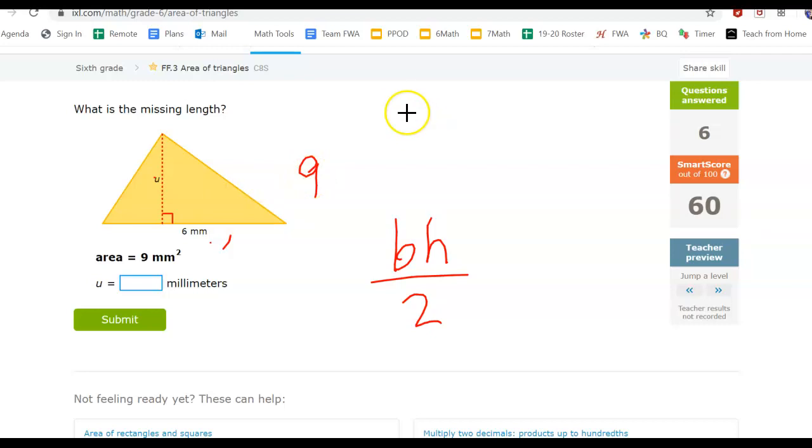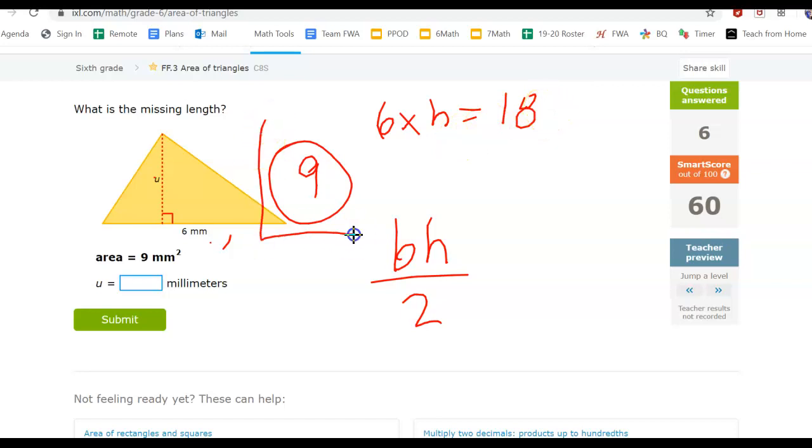Another way I can think of this is 6 times the height equals 2 times this, which would be 18. So 6 times what is 18? And remember, the reason the area of this triangle is 9 is because the area formula for a triangle is base times height divided by 2. So my height in this case is 3.